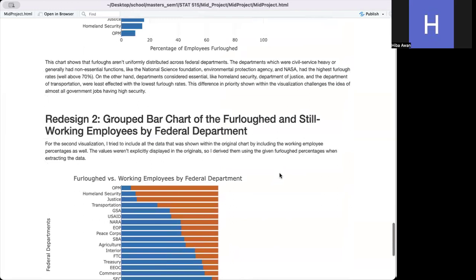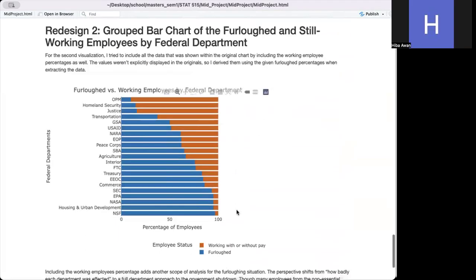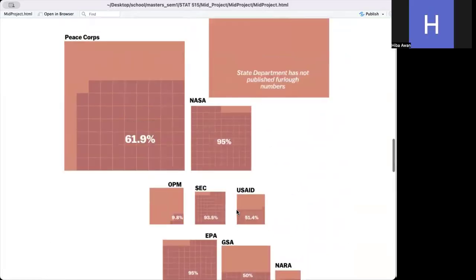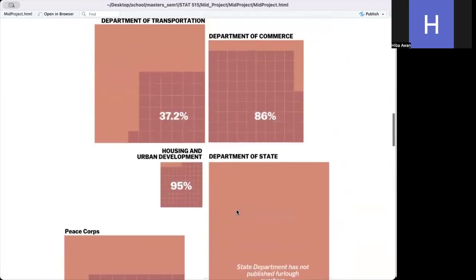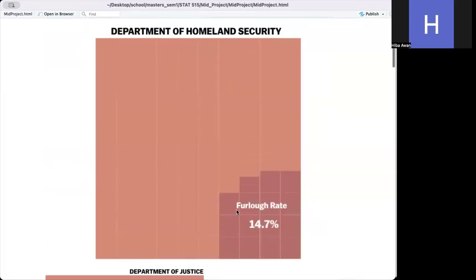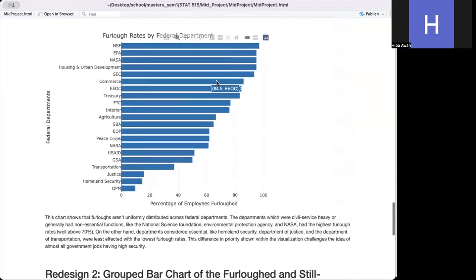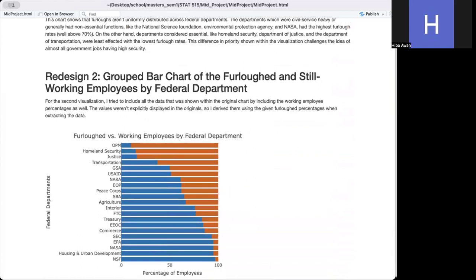And so, overall, I think my visualizations are a lot clearer. Having them all near each other like this, being able to interact and see the rates of furloughing and still working, is much clearer than the original. I think the original is just a mess, and I was honestly confused by the layout of it. I think this is a lot clearer, and the interactive aspect is also nice as well. Thank you.